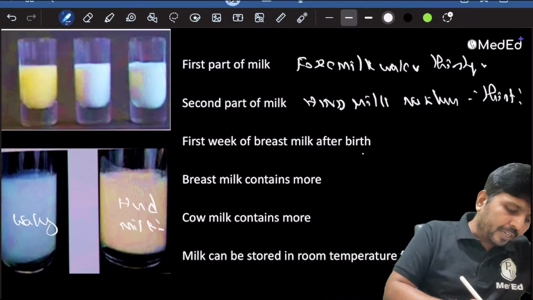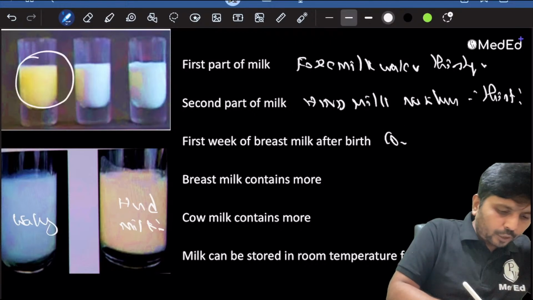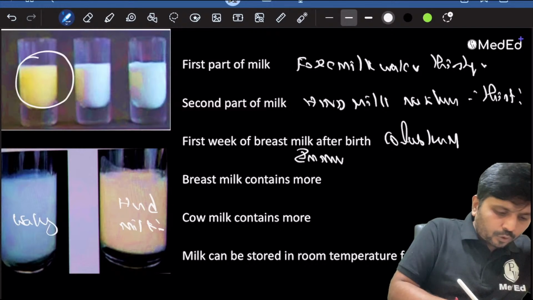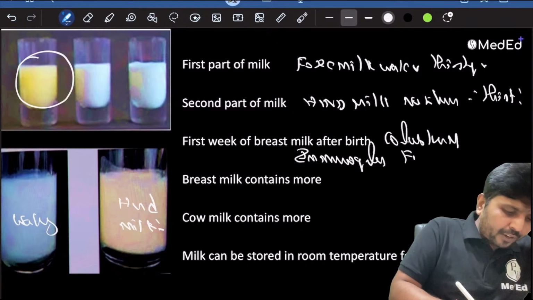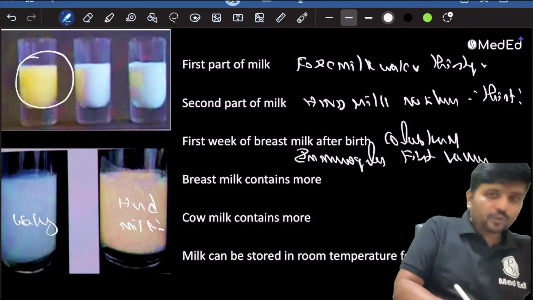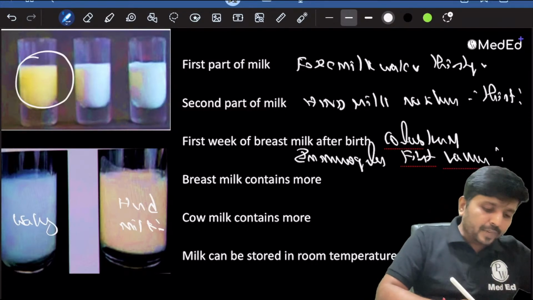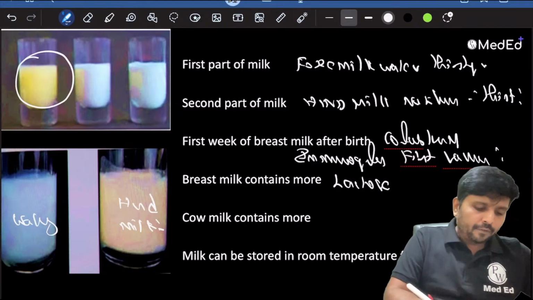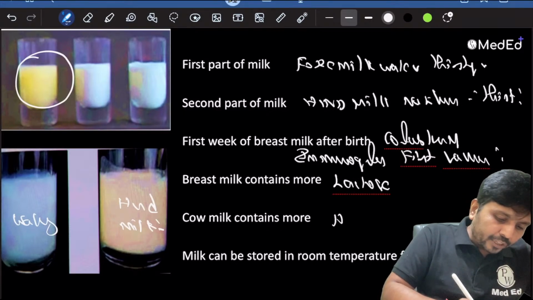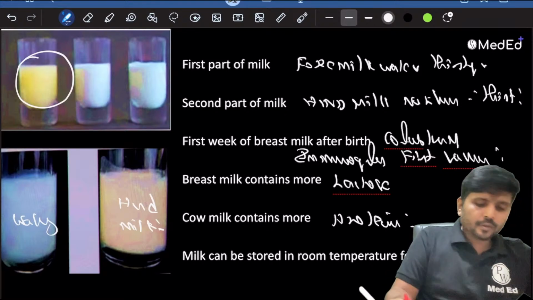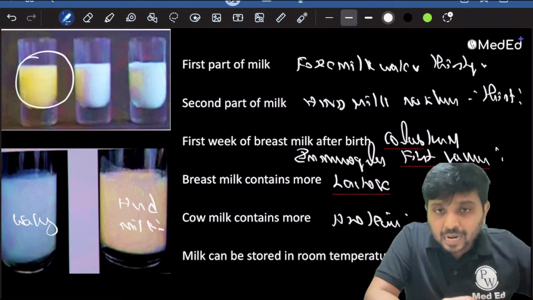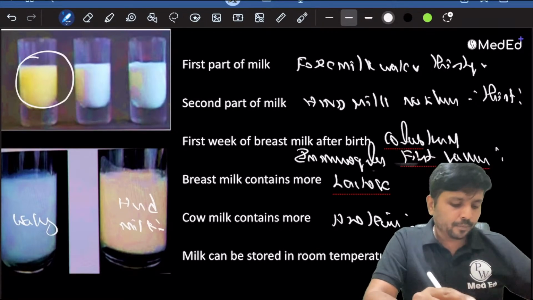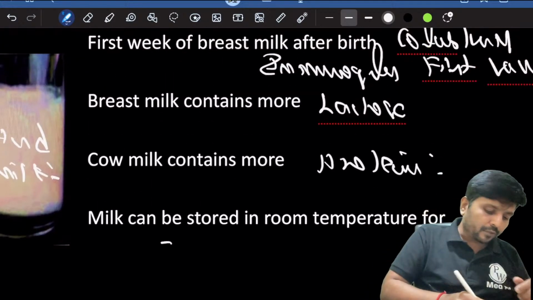First week of breast milk is called colostrum, yellowish color. It is rich in immunoglobulin. It is the first vaccine, I can say, that we can give to the baby. Breast milk contains more lactose, whereas cow milk contains more proteins. Breast milk contains more carb. Cow milk contains more protein. Fat is equal in both. Milk can be stored at room temperature for 6 hours.